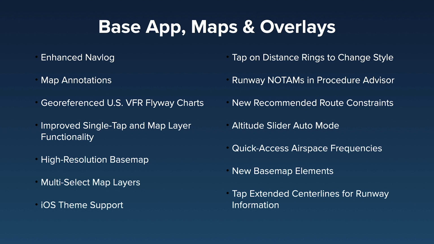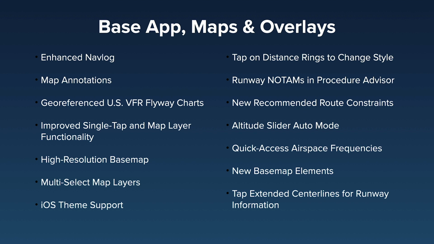We've enhanced our navlog. We've provided annotation capability on the map. We've long time had it on the plates and diagrams, but now you can do it on the map. We have geo-referenced the US VFR flyway charts for those cities that have those. We've improved the functionality of being able to tap and select layers that will appear on the screen. We've improved the high-resolution base maps that we provide. Multiple selection of map layers can now be done. Several of them now can be open at one time without the overlay screen being closed.